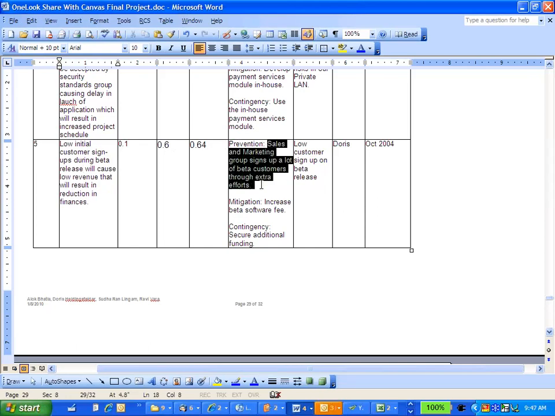Sales team works double time to sign up a lot of beta customers, right? Or you might want to increase the beta software fee from $10 to $15. But that might have an adverse impact on you again, right? People may not sign up. Contingency plan, secure additional funding. You need one more round of funding before you can go public.